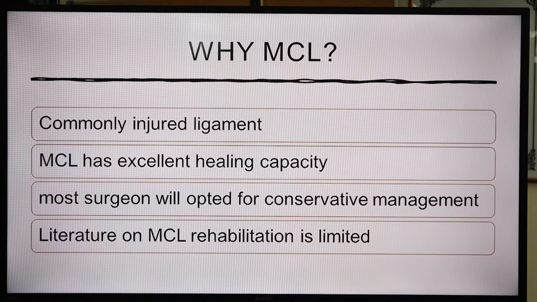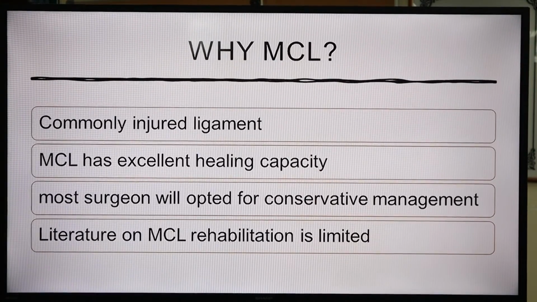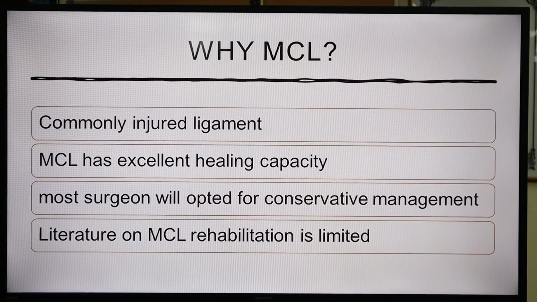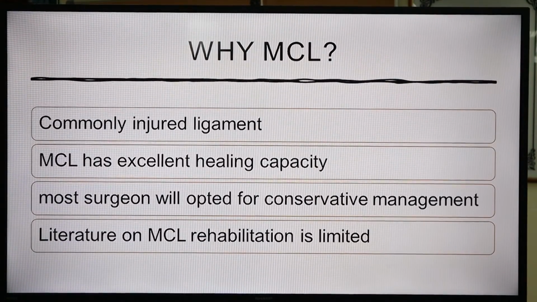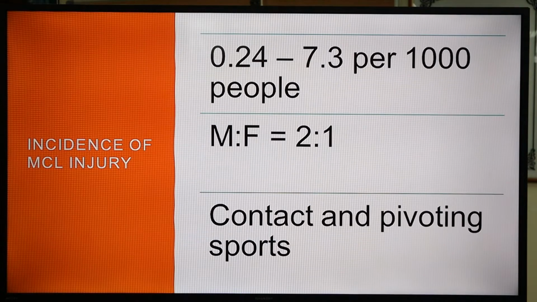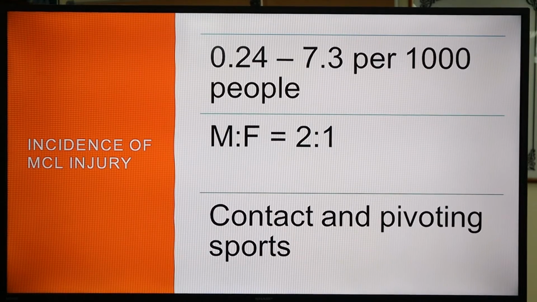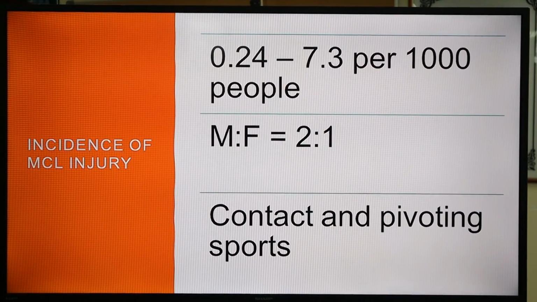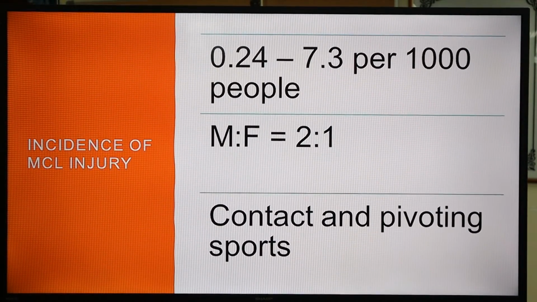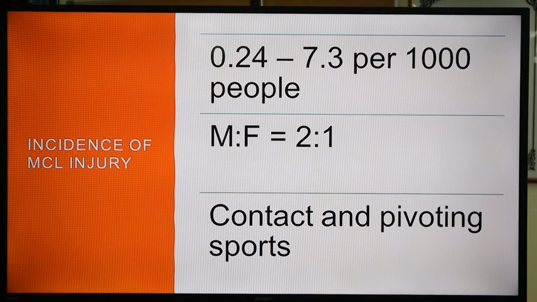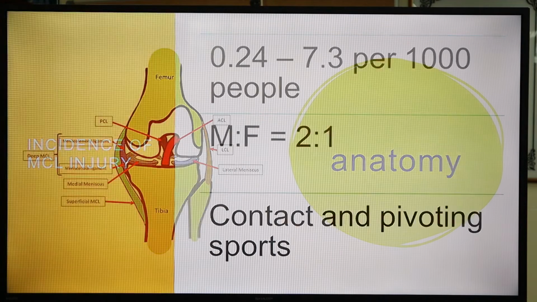People keep discussing ACL and PCL, but the chance of healing of a torn ACL is lesser compared to MCL. That's why I chose this topic. The incidence of injuries in MCL is around 0.24 to 7.3 per thousand people, with male predominance over female at a 2-to-1 ratio, and the most common sports injuries are in contact and powerlifting sports.